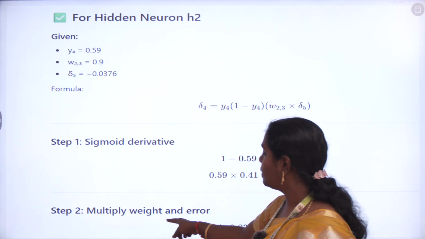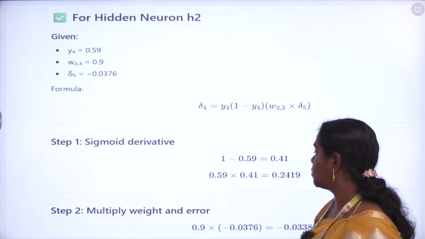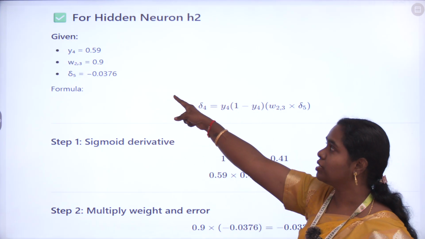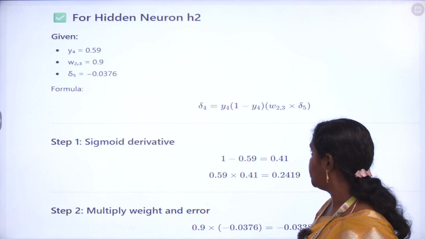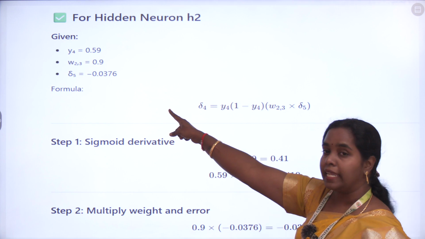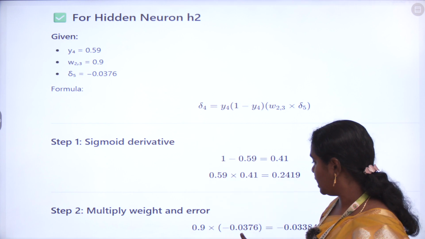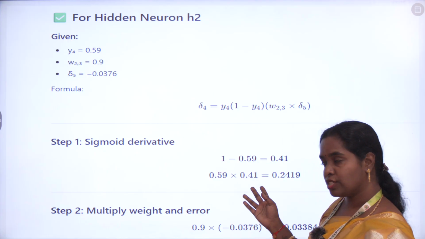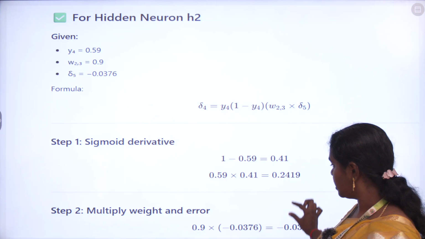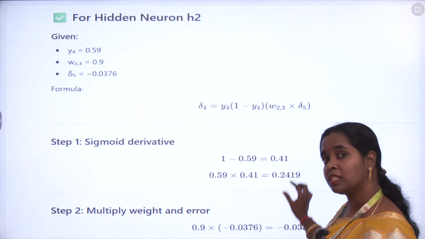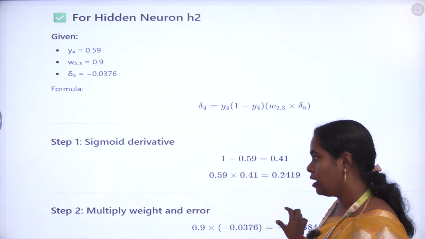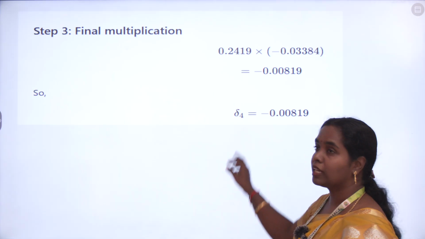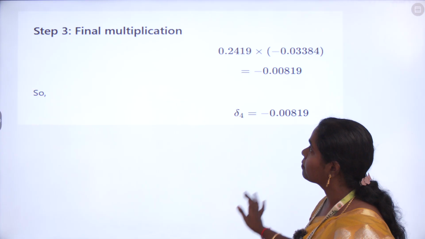Next, multiply the weight and the error. So 0.9 is the weight W2,3, into the delta value 0.0376, and you will get one answer. Next, you have to multiply this answer with the sigmoid function value, the weight and error value. You will get the delta 4 value.